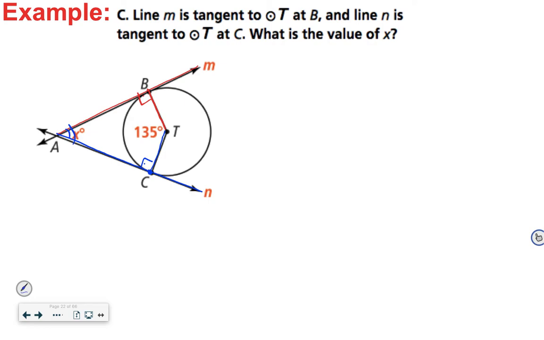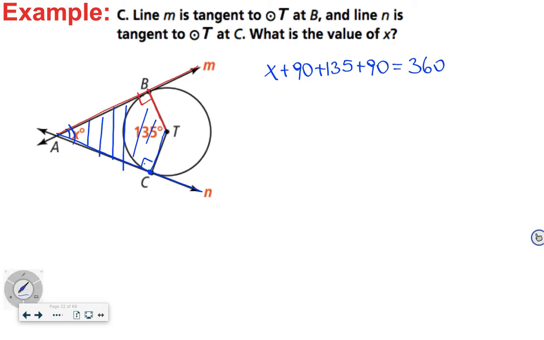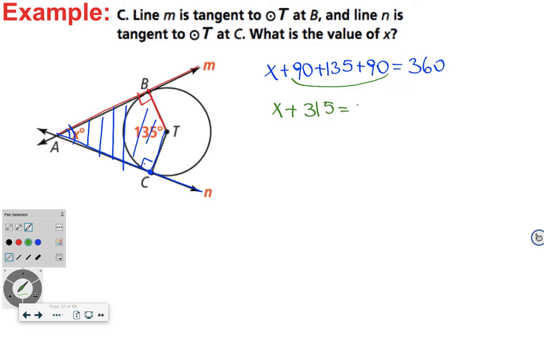Remember that, ladies and gentlemen, when you look at the inside of this figure, this is a quadrilateral. So the sum of the angles in a quadrilateral is 360. So let's do it. X plus 90 plus 135 plus 90 is going to be 360. We already learned this in the topic polygons. If you add them up, 90 plus 90 is 180 plus 135 will be equal to 315.